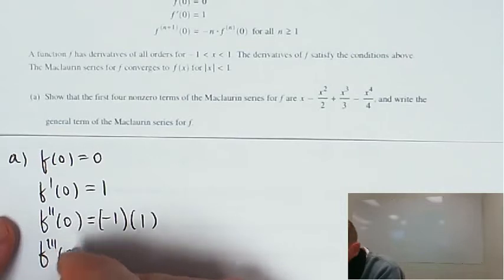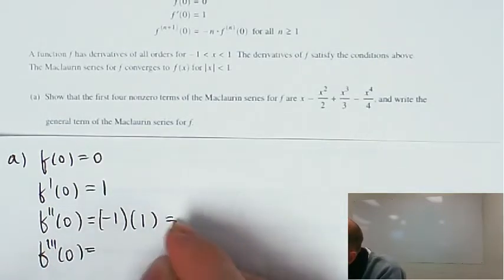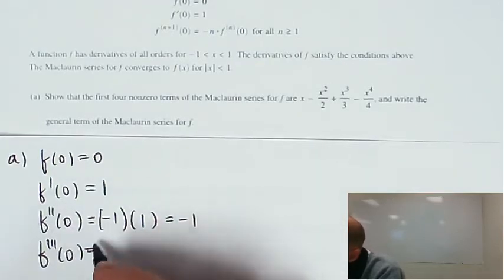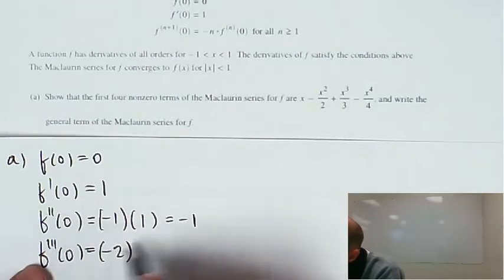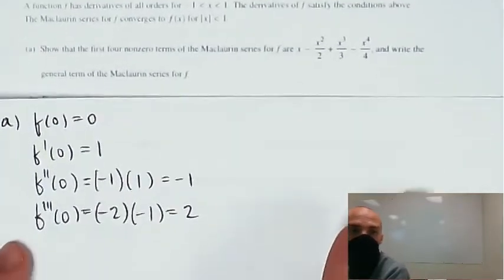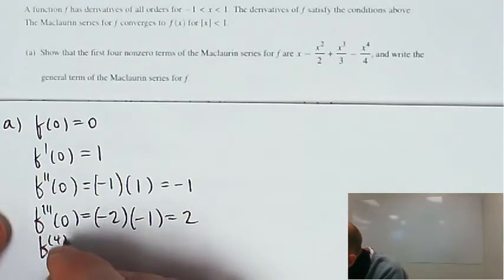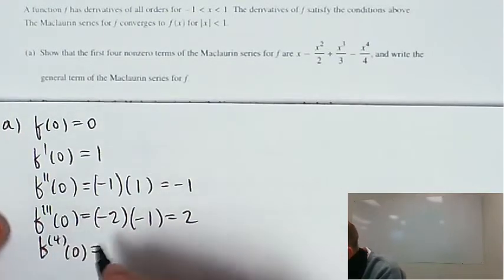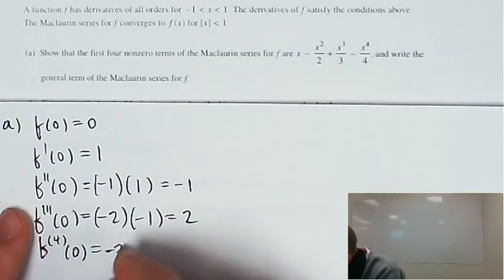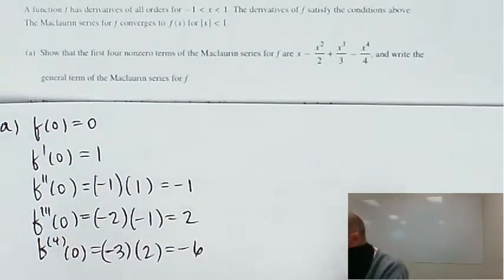F triple prime at 0 is going to be equal to, well, I go back up to the second derivative, negative 2 times this, which is negative 1, which is 2. F's fourth derivative at 0 is going to be negative 3 times the previous derivative, which was 2, and that's negative 6.